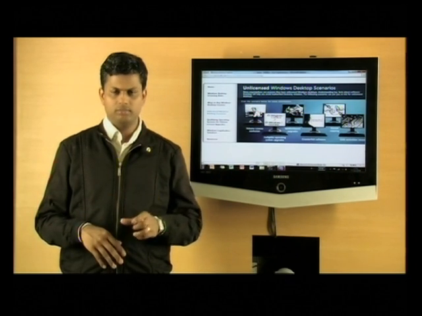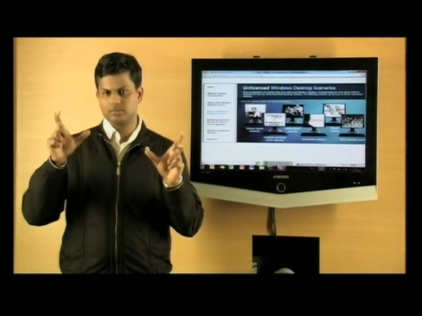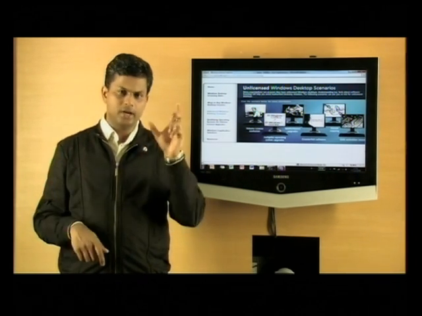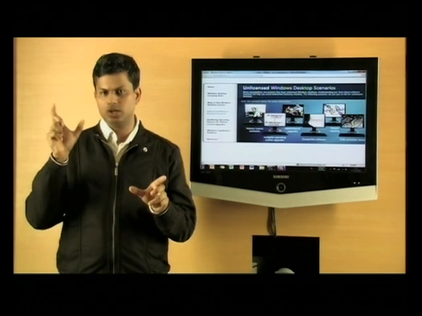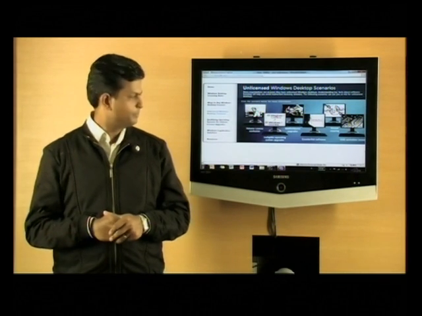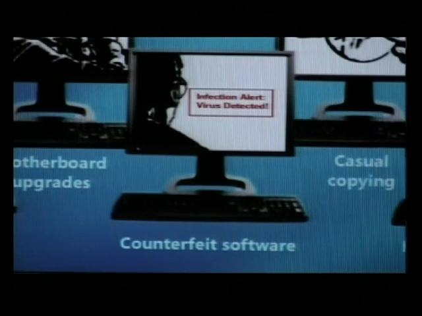Think of it this way: every new PC requires a new license. An upgrade to the PC in terms of a motherboard is considered as a new PC, therefore you need to buy a new OS. Counterfeit software.